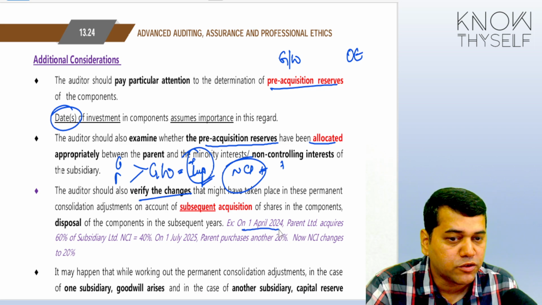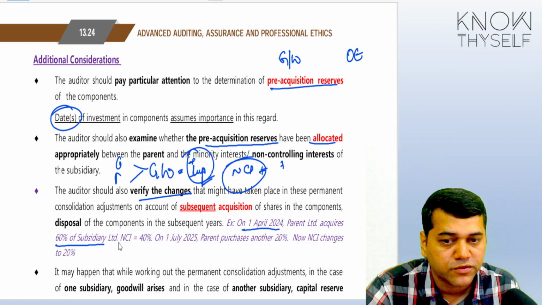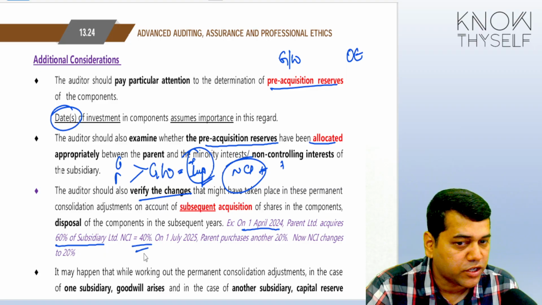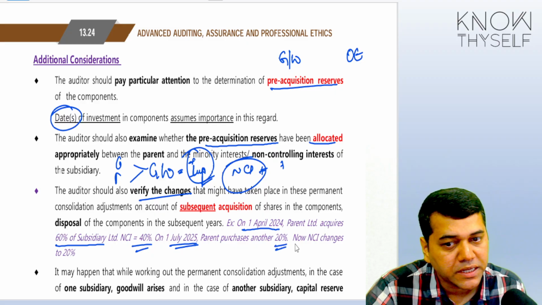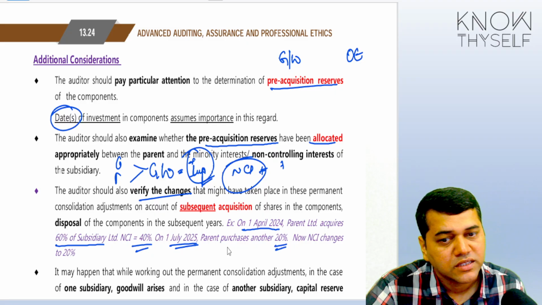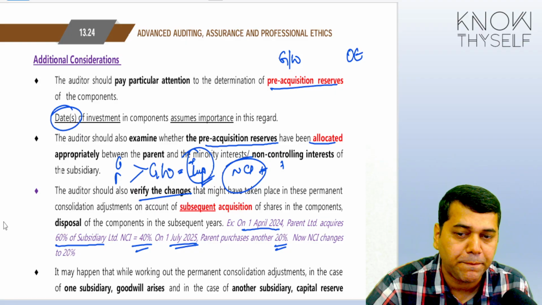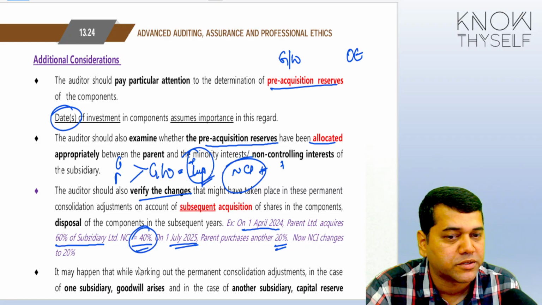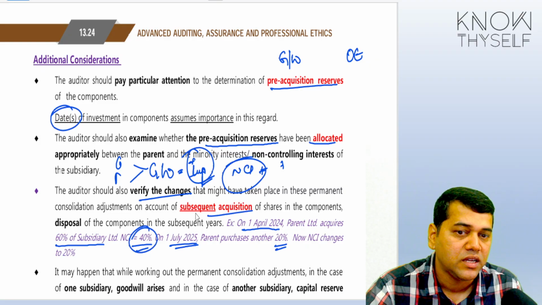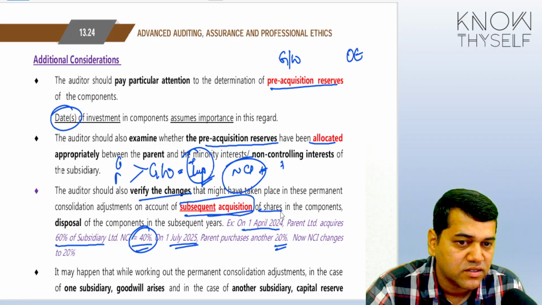So on 1st April 24, parent acquired 60% of subsidiary, NCI is 40%. On 1st July 25, parent acquired another 20%. Now because of which what happened? Subsequently, step acquisition can also result in a reduction in NCI. Now NCI is reduced to 20%. So this is your subsequent change, the subsequent acquisition of the shares.